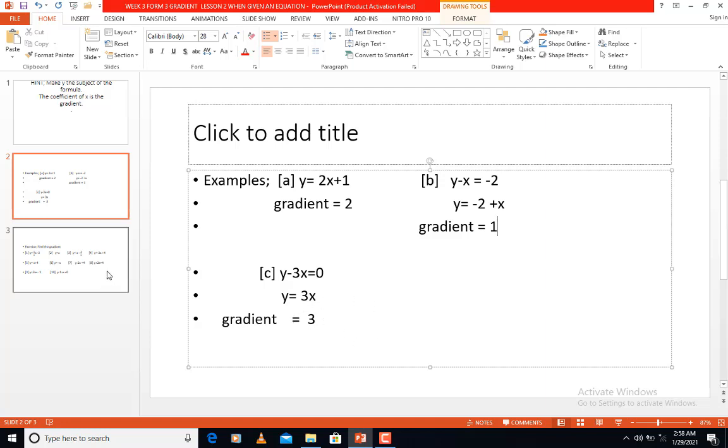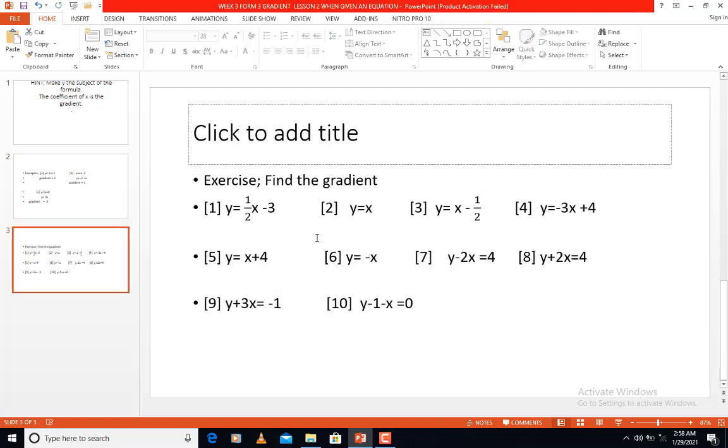Now can you try the following exercise, and find the gradient. Check whether y is the subject of the formula. If it's not, make y the subject of the formula, then the coefficient of x after making y the subject gives you the gradient.